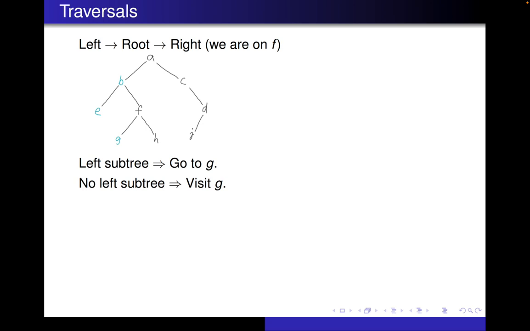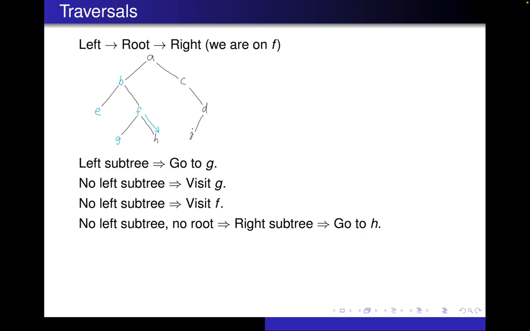Now we go back up to F. We visited the left, so we can't do that. So now we get to visit the root, which is F. At that point, we've already traversed the left subtree, and we've already visited the root. And so now we can go to the right, where we go down to H. At H, there's no left subtree, and so we can visit H.